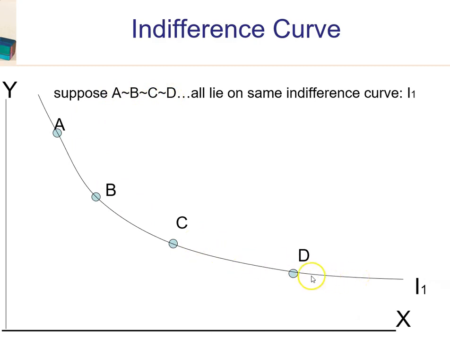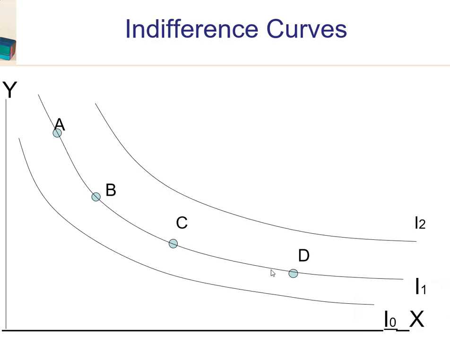So if those bundles are equally preferred, which bundles does the consumer prefer more than indifference curve I1? Well, there are an unlimited number of indifference curves that you can sketch. Any indifference curve that lies further to the northeast, you like more. So for example, indifference curve I2 lies to the northeast of I1, or further from the origin. Any bundle on I2 you like more than any bundle that's on I1.